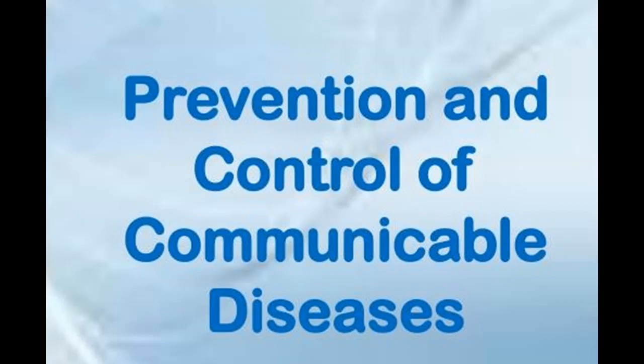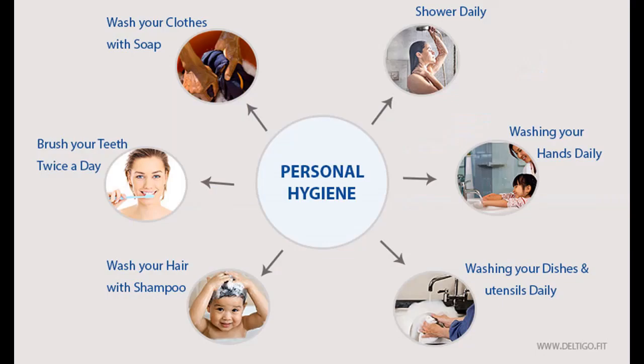The following measures help in prevention and control of the spread of communicable disease. Personal hygiene. Bathing every day and clean clothes keep our body free from harmful microbes. Cutting nails and washing hair regularly. Brushing teeth twice a day, morning and night, particularly after meals. Ensuring that your eyes are clean.